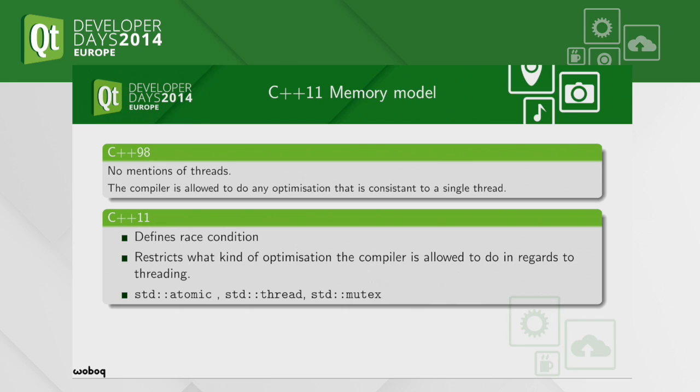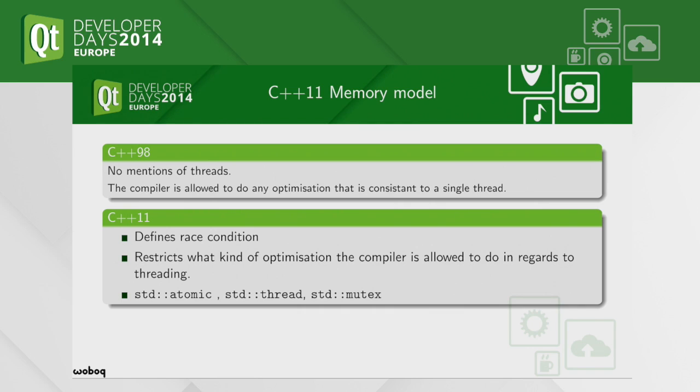Very good. So you might have heard about all those nice features like auto, lambda, and such, which are indeed nice, but one feature that is less talked about is the new memory model. C++11 defines race conditions. In C++11, it's acknowledged that people use threads, and it restricts the optimizations that can be done, knowing that there are threads. For example, the C++ standard says that the compiler is not allowed to write a value that wouldn't be written otherwise by the code.